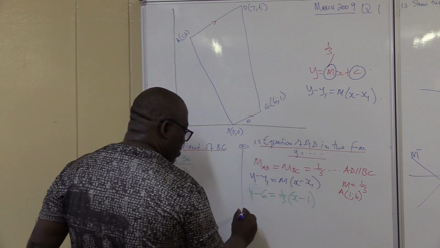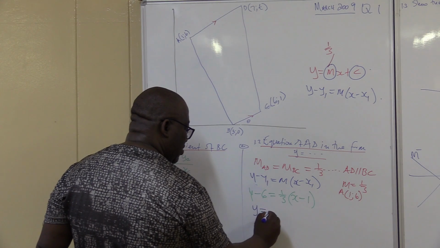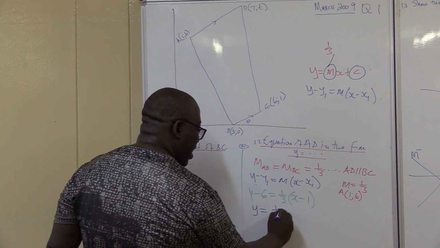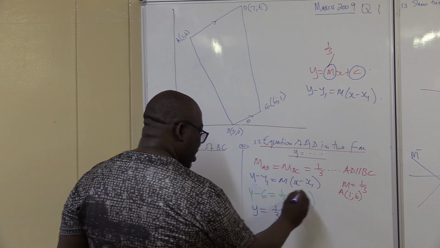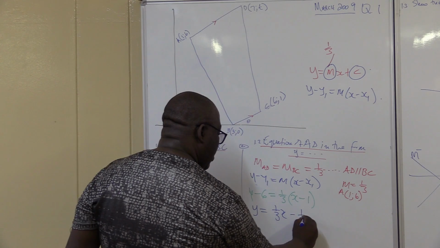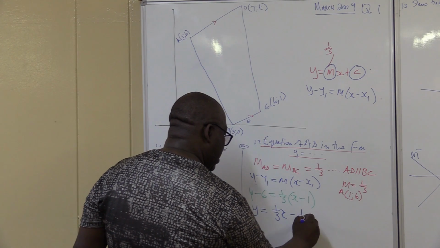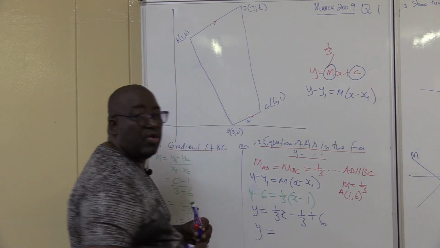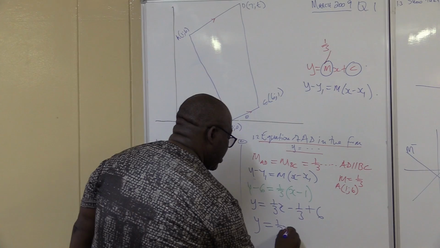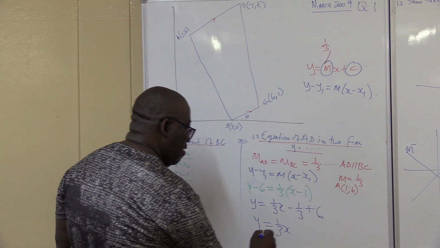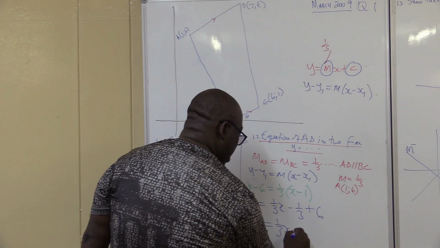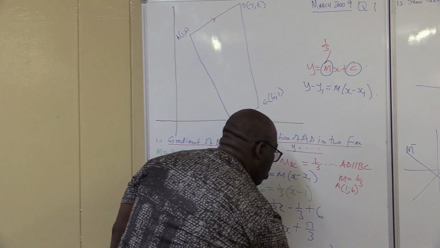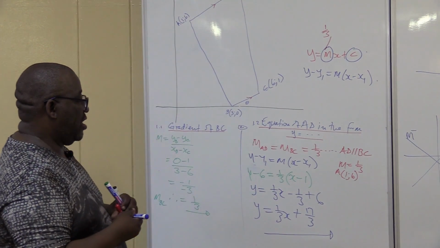Take the 6 that side. I'm going to have y is equal to, this times that, it's 1 over 3x. This times that, it's minus 1 over 3. This times that, it's plus 6. Therefore, y is equal to 1 over 3x plus 17 over 3. This is how we'll go about finding the equation of a line in this form.